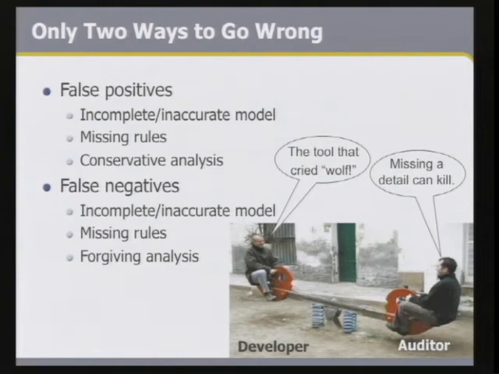and false negatives. So a false positive is a bug that the tool reports that actually isn't present in the program, and a false negative is a bug that is present in the program that the tool does not report. Both of these can be caused by having an incomplete or inaccurate model of the program.